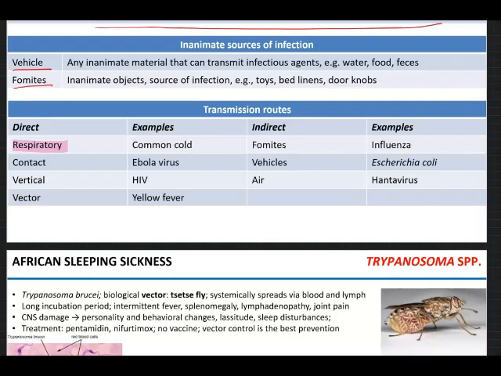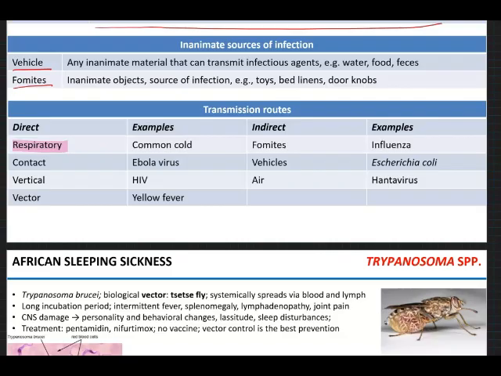When we talk about respiratory transmission, let's use influenza. When you cough or sneeze or breathe, you're not expelling virus particles. You're expelling small water droplets, fluid droplets, that carry those particles inside them. So this is why masks work, because they absorb at least large particles and reduce the chances of being infected.